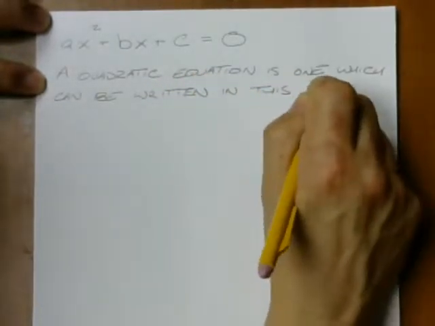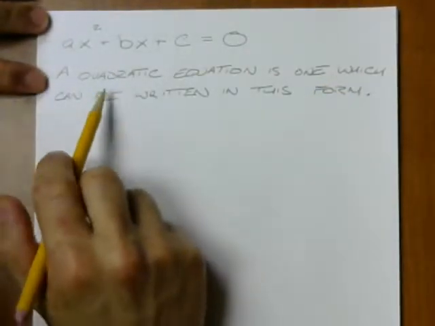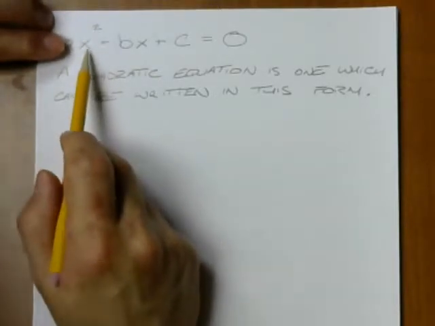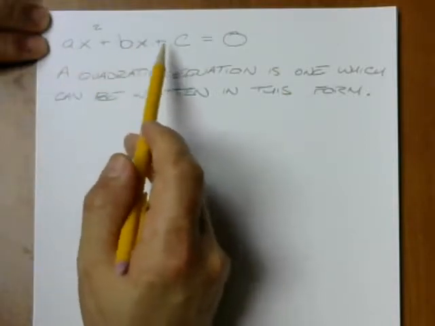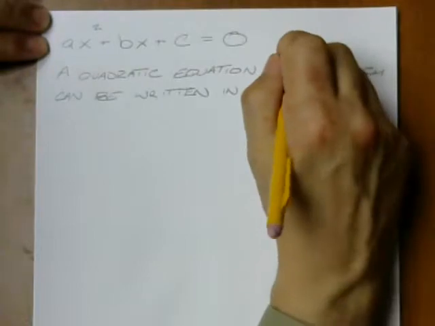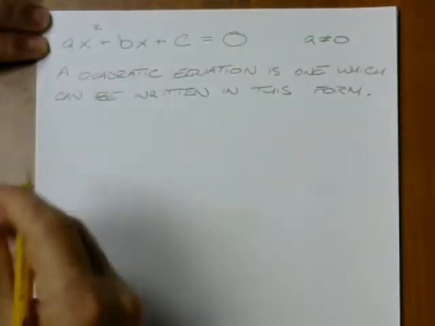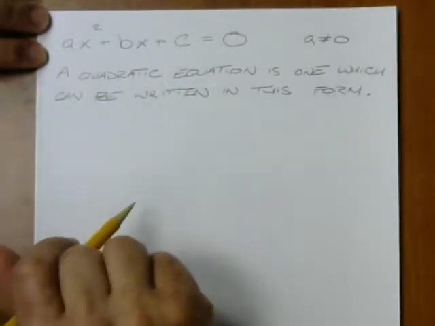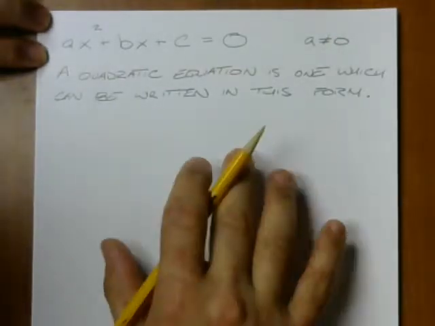However, we want one more restriction. We want to make sure our quadratic equation has this x squared in it. We want to make sure it actually appears. If a was 0, we'd be back in that linear equation case because the highest power would be 1. So we're going to enforce a cannot be 0. It's fine to have b 0. It's fine to have c 0. So that will be our definition for quadratic equation.